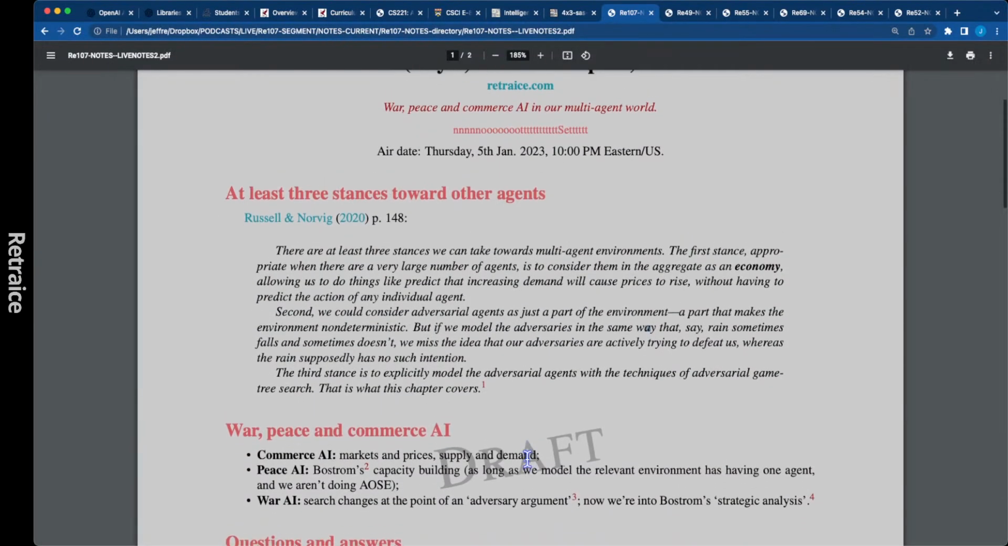You're modeling all the other agents as just things in the environment that make it non-deterministic. Things that make it so that the future isn't just dictated by what you do and the laws of physics of the environment. There are things that can change the future that are not to do with your actions and not to do with the laws of physics. So those agents make it non-deterministic. Okay, that's peace AI. Now, probably more interested in war AI.